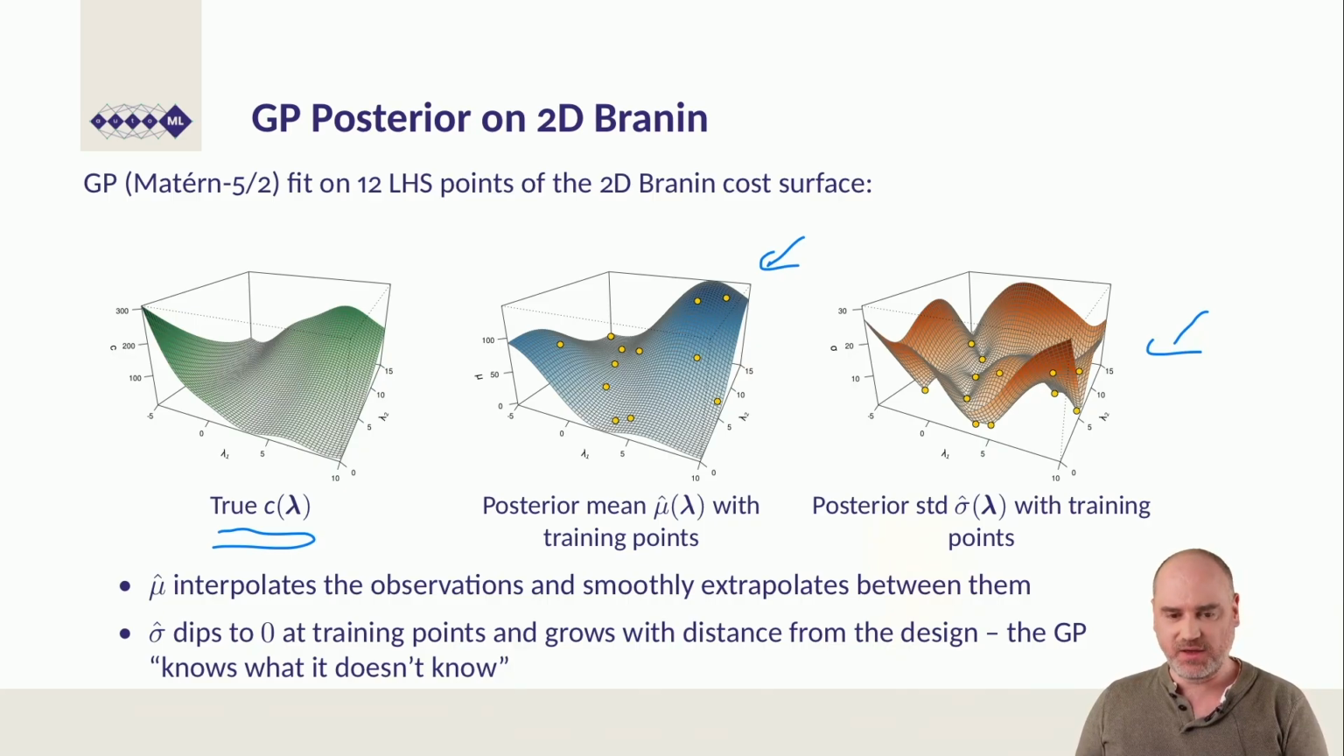And you can again see that this Gaussian process here interpolates the observation in terms of its posterior mean, and it smoothly extrapolates between them. And you can also see how this posterior standard deviation goes down to 0 at the training points, and it grows with the distance from the design points. So the further we move away from the bulk of the data, the higher the uncertainty becomes, and this is exactly what we like in a BO context.